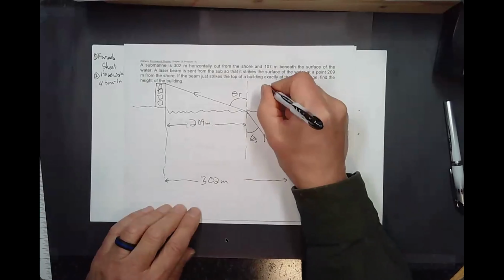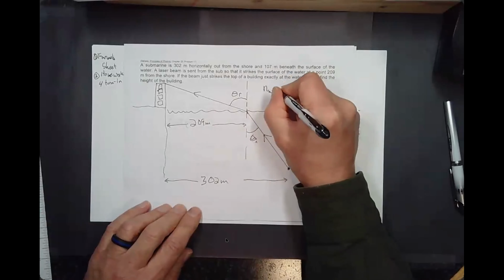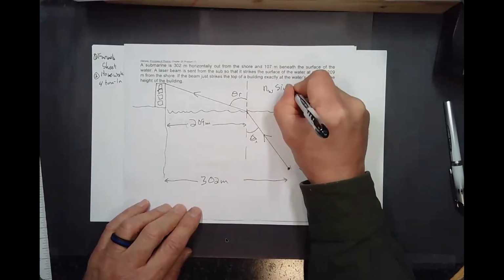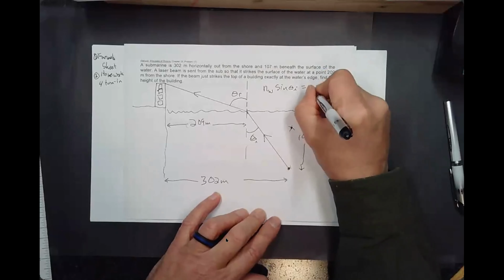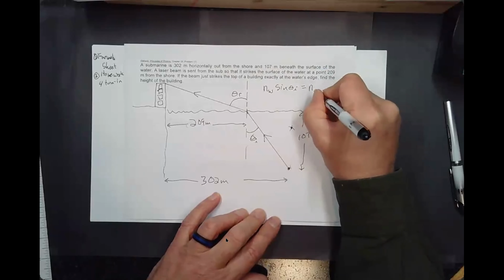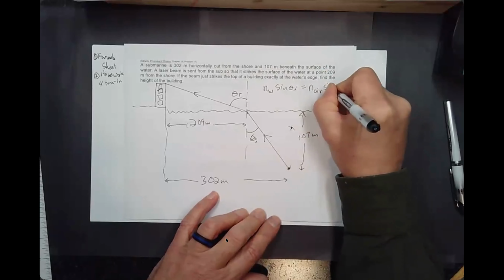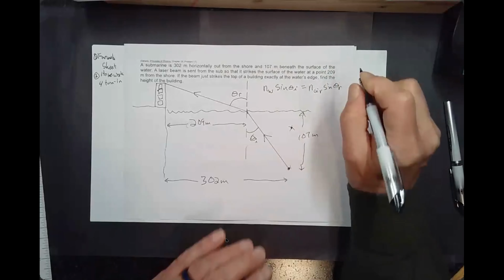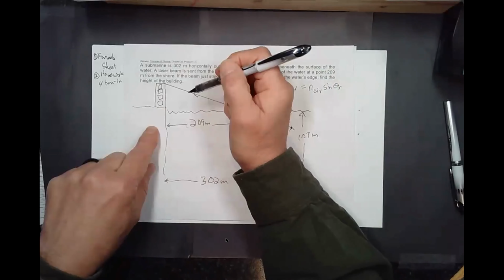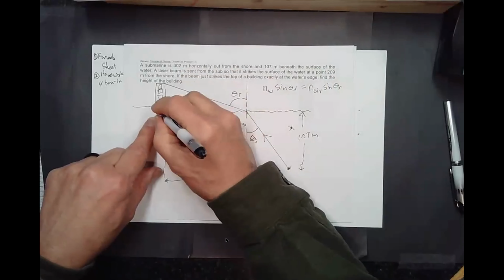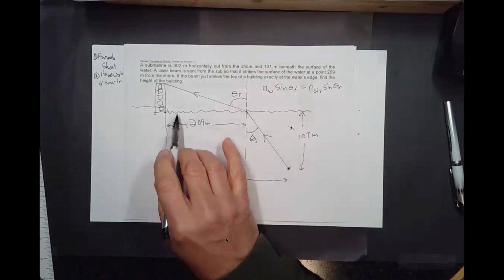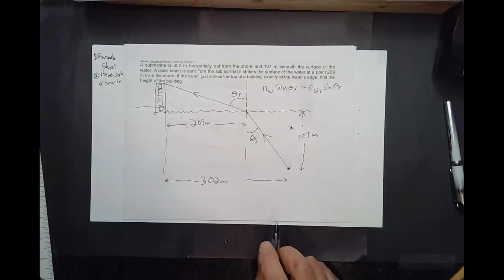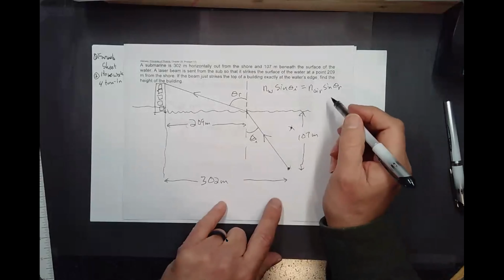And something I can say is that N for the water times the sine of theta sub I will equal N for the air times the sine of theta sub R. And what we're actually after is how high this thing is. Actually, we have to pretend that the building is down here too. So somehow the water is exactly like that. So, well, let's see what we have to do.